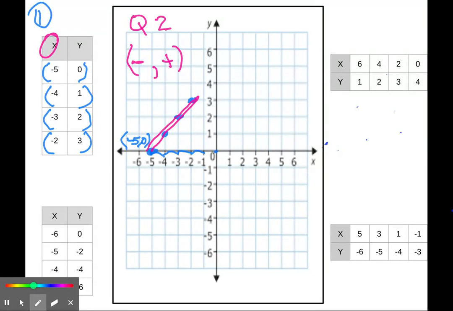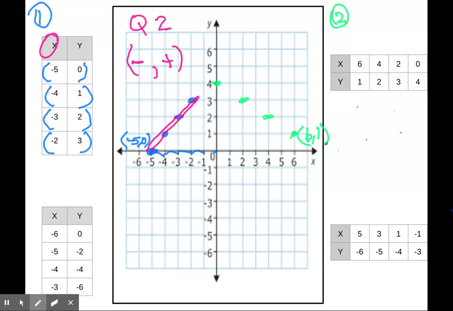Let's do this second one here. And we're going to start at 0 and we're going to go to 6. And we're going to go up 1 because both of these are positive. 6 and 1. All right. Over 4, up 2. Over 3. I'm sorry, over 2 and up 3. Then my x is 0 and up 4.